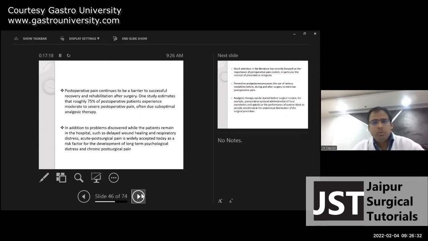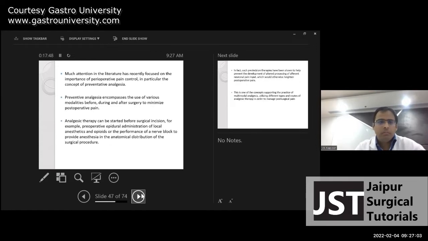Post-operative pain continues to be a barrier to successful recovery and rehabilitation after surgery. One study estimates that roughly 75% of post-operative patients experience moderate to severe post-operative pain because of suboptimal analgesic therapy. In addition to problems discovered while the patient remains in hospital, such as delayed wound healing and respiratory distress, acute surgical pain is widely accepted as a risk factor for developing psychological distress and chronic post-surgical pain.